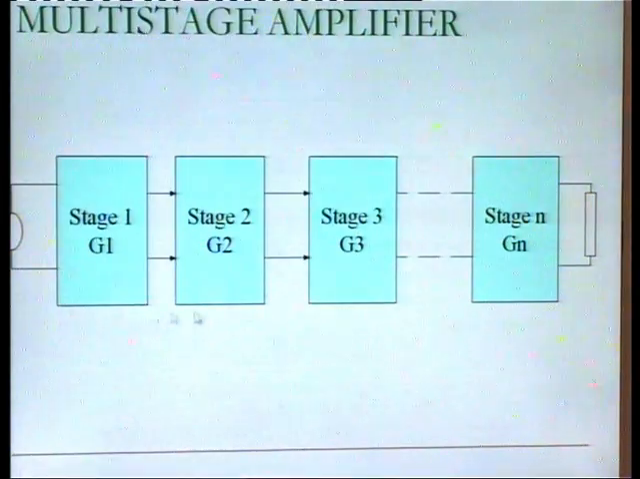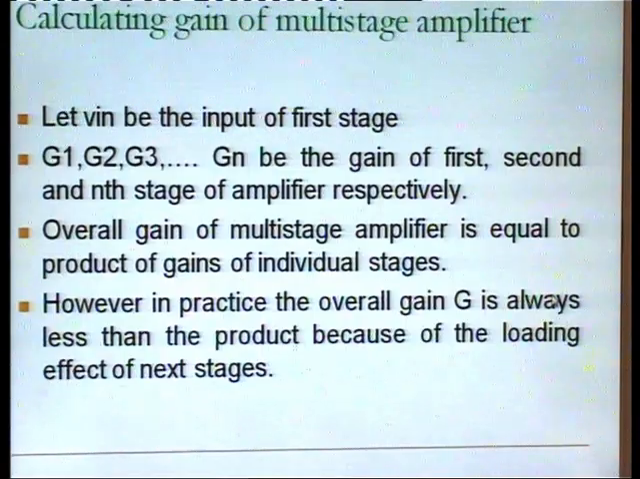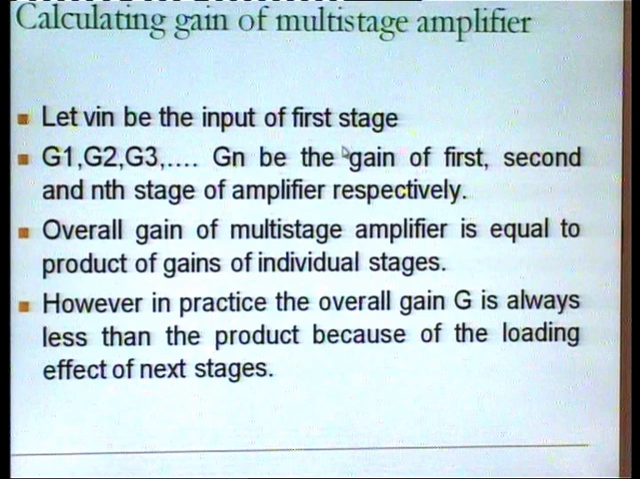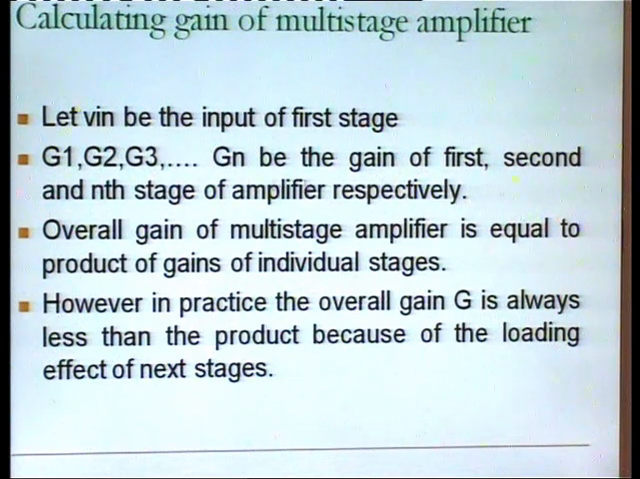So the input of this multistage amplifier is V in, and the output of this multistage amplifier is V in into G1 into G2 into G3 into Gn. This is represented as: let V in be the input of the first stage, and we have individual stages with gains G1, G2, G3 and so on. Now the overall gain of a multistage amplifier is equal to the product of the gains, which we will calculate now.